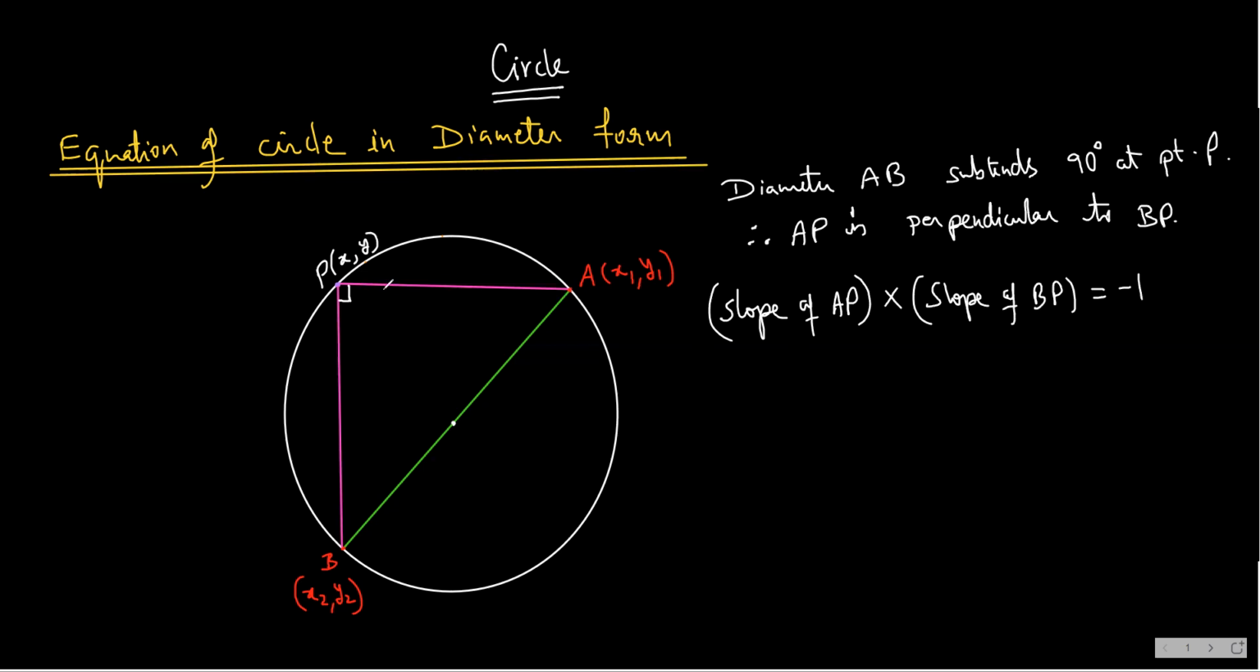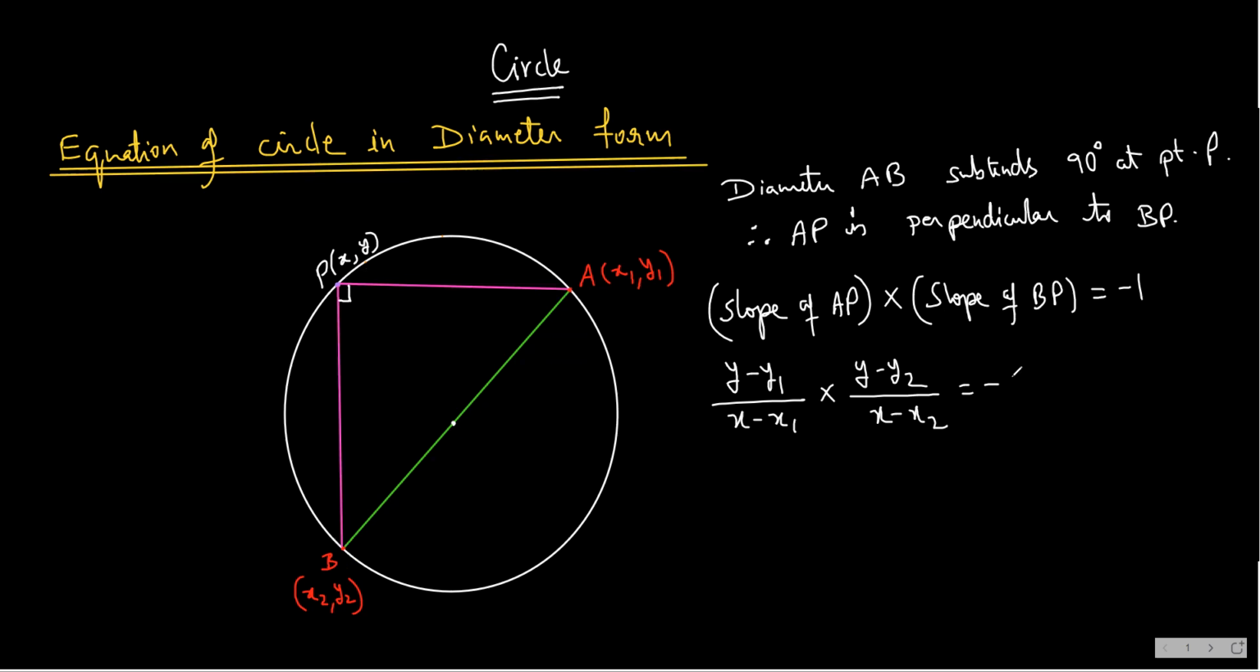So students, I will find out slope of AP. When you have 2 points on a line, how do you get the slope? Y2 minus Y1 upon X2 minus X1. So slope of AP is Y minus Y1 upon X minus X1, into slope of BP. I have coordinates of P and B, so slope of BP is Y minus Y2 upon X minus X2, equals to -1.